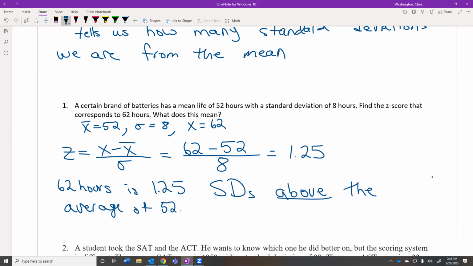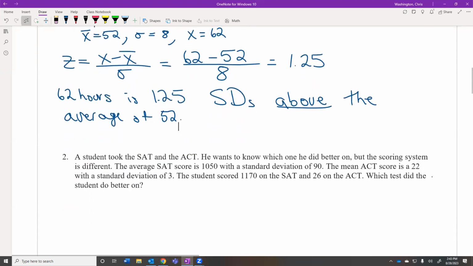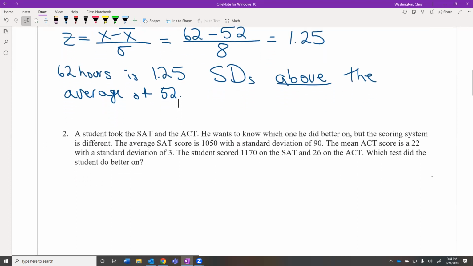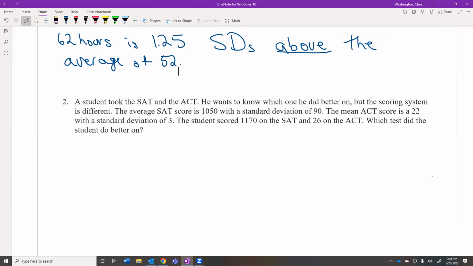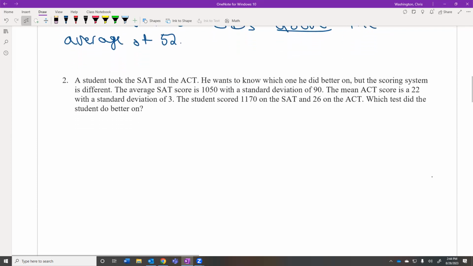What can we use z-scores for? Specifically, we can use z-scores to compare things that we might not originally be able to compare. So I'm going to read this question to you. See if you can answer it. Maybe you're going to college. Maybe you want to go to college. So you plan on taking the SAT, and maybe you also plan on taking the ACT.